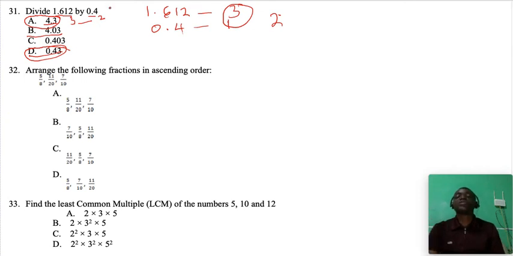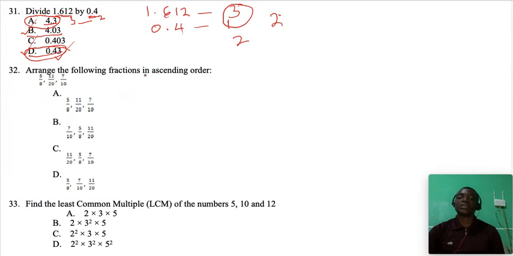So always look at the decimal places, 3 and 1, so there will be 2. It means after the answer, there should be 2 numbers. So this one and that, the 2, should always have it. Then the answer is this one. Then question 32.